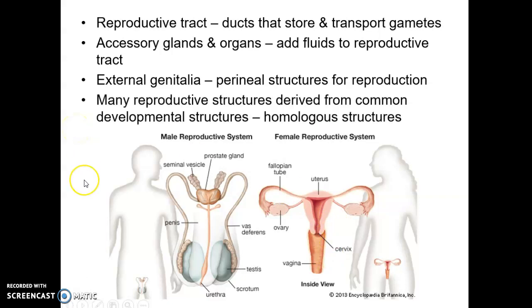And then many reproductive structures have developed and derived from common developmental structures embryologically. We'll see that there's a very similar early embryological developmental sequence in males and females until the hormones take over, and then one developmental pathway would be male and the other female in general. Because of this, there's numerous homologous structures. A homologous structure is a structure that has a common developmental background or origin.